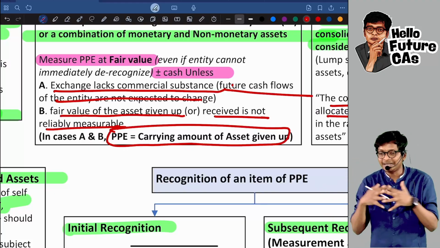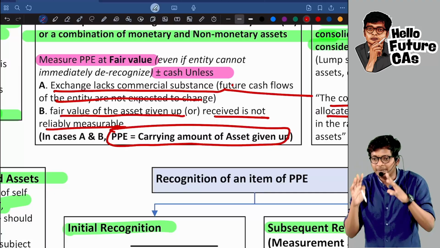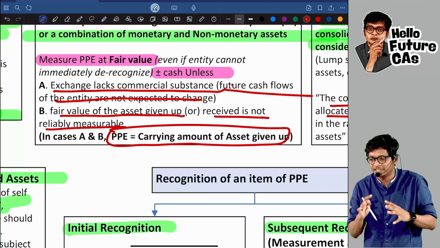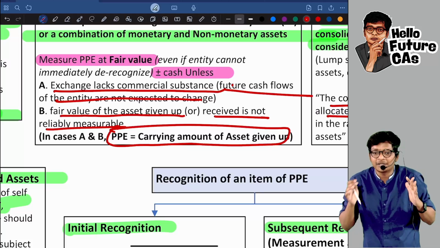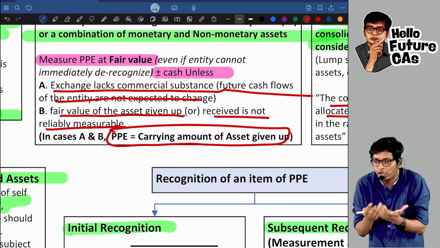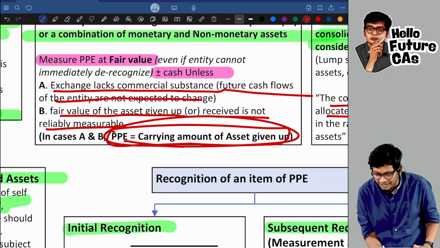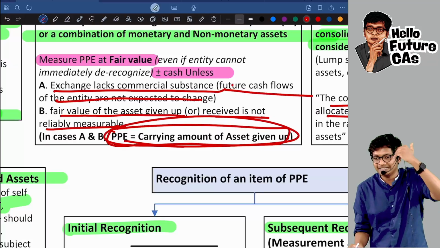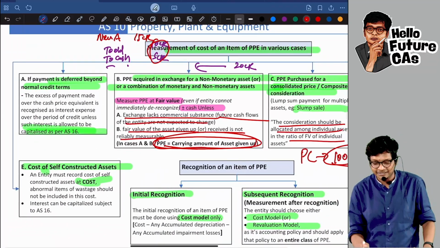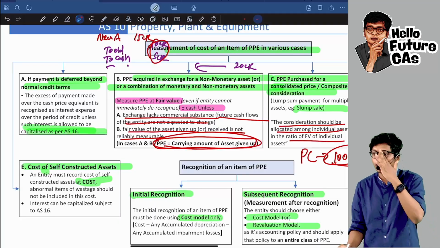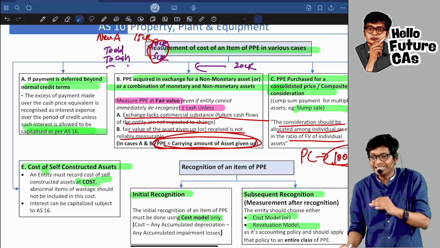So to summarize barter transactions, if it's a commercial transaction and fair value can be measured, measure at fair value, with gain or loss. If there is no commercial substance or fair value cannot be measured, account at carrying value itself. New asset will be recorded at the existing carrying value, no gain or loss. These are 5 different cases that we have, special cases. Are you following, guys? Special cases in initial recognition.